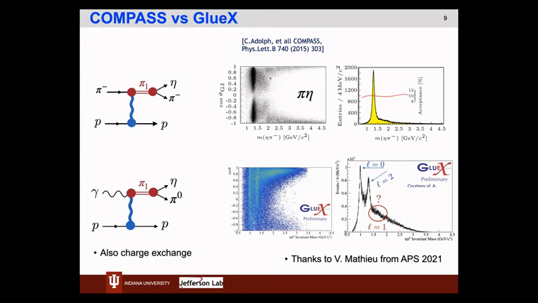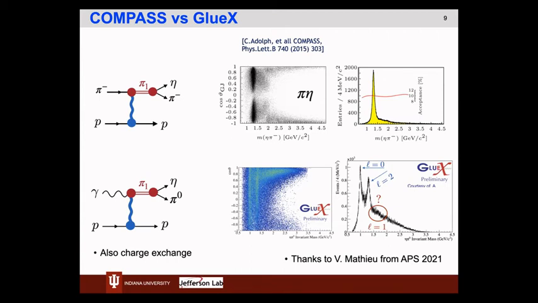So what you see here on the top left is a scatter plot, mass of the eta pi versus the scattering angle between the pi minus and the eta in the rest frame of pi 1, and a similar process for GlueX, where the pi beam is now replaced by a photon. And also in the case of GlueX, there is also data on the charge exchange, as I said. I'm going to focus on what we refer to as the COMPASS plot, which is the scatter plot on the left.